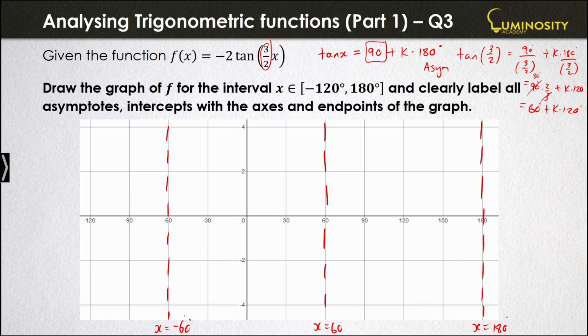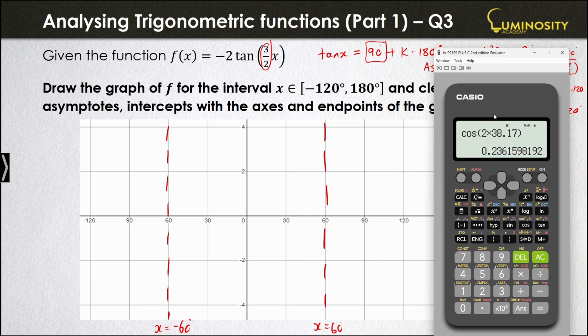Now we just need the intercepts with the axes and the endpoints. The endpoints are essentially going to be on the right-hand side. It's an asymptote, so there won't be an endpoint. It'll approach the asymptote. And on the left-hand side, whatever the negative 120 degrees value gives us. So I'm going to go to my table again. Negative 2 tan 3 over 2 x. No second function. We're starting at negative 120, ending at 180. And I always use 30 degrees generally as my safety net.